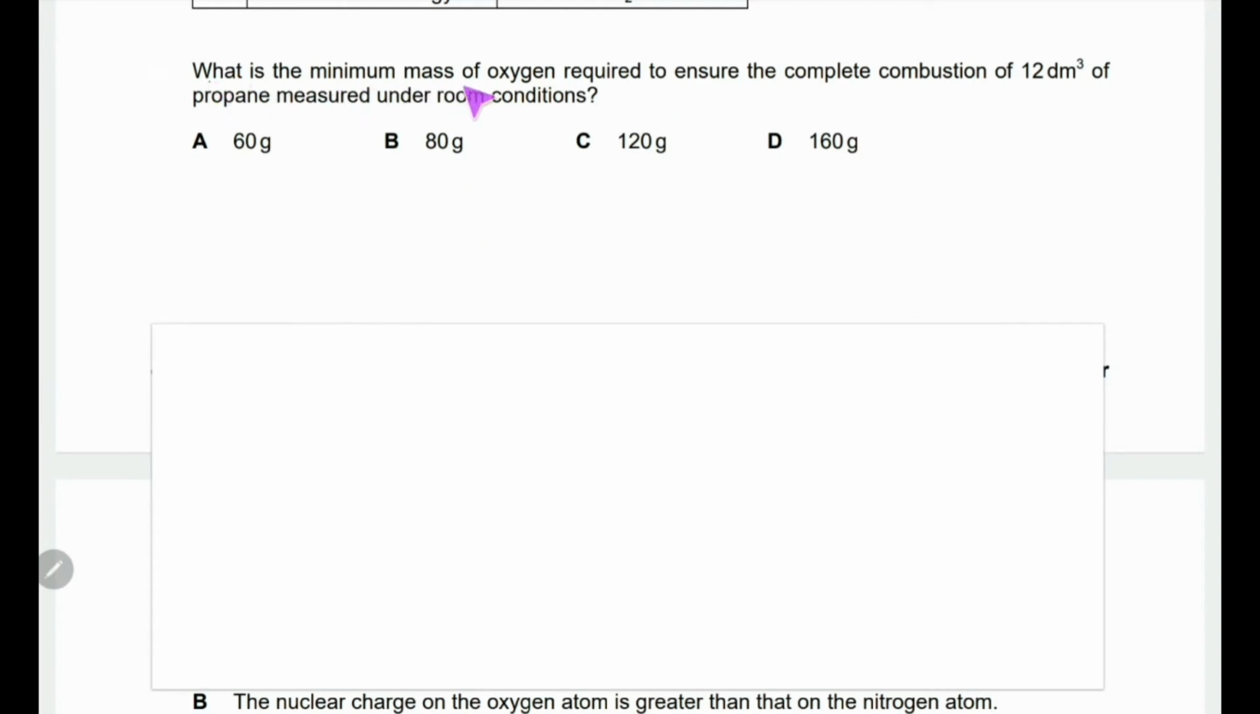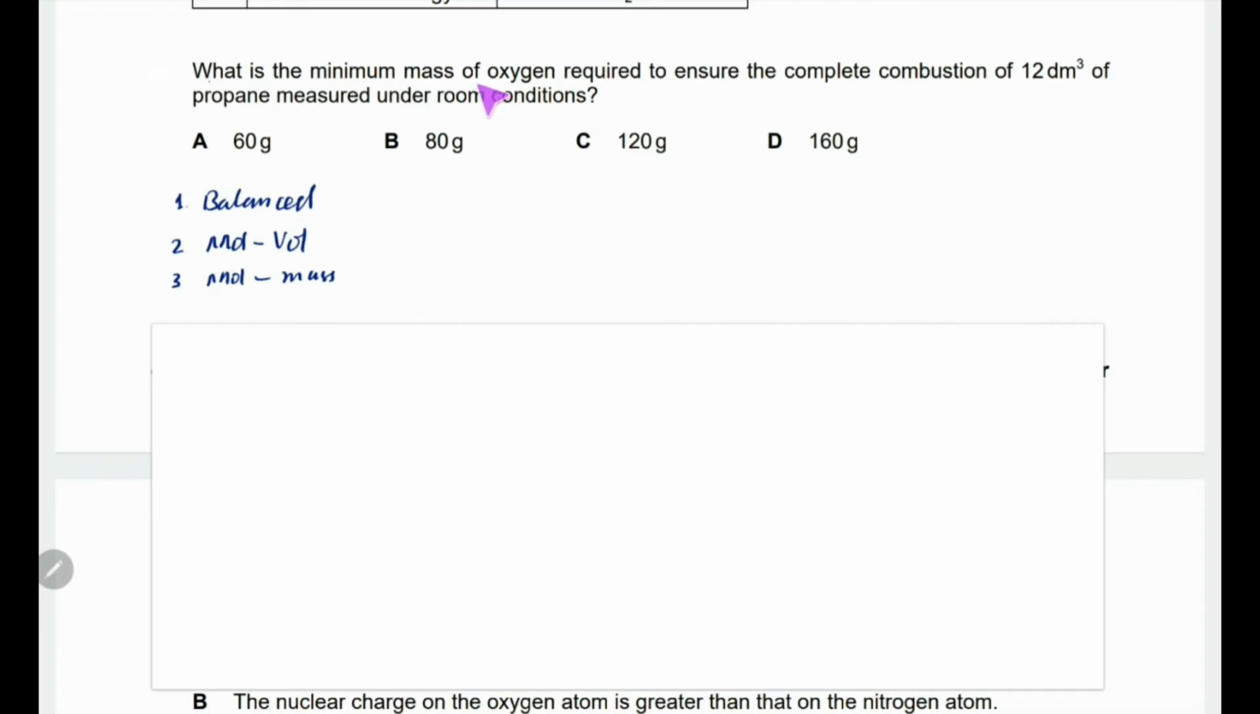What is the minimum mass of oxygen required to ensure the complete combustion of 12 cubic decimeter of propane measured under room conditions? Okay, in order to solve this question, we must write a balanced chemical equation. This is our first step. Second, mole volume stoichiometry from the balanced chemical equation. And third, converting moles to mass. These 3 steps will help us to find the correct choice.